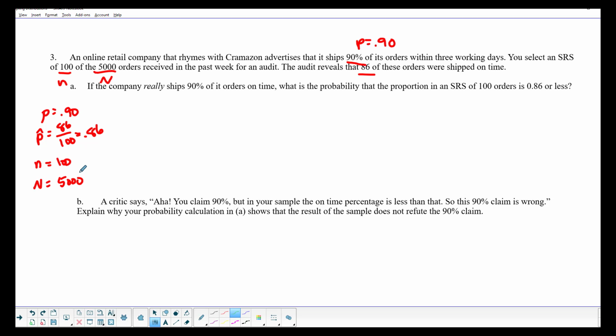Alright, so here we can see that 90% of all of its orders are supposed to ship within 3 days, so that's my population proportion, right? My sample was 86 out of 100 orders that were shipped on time, and my sample was only 100 out of a population of 5,000 for this past week. That's my population of interest, so that's my capital N. So from here, I can go and check my conditions for inference, which again are my 10% and my LCC, so let's go ahead and check those.